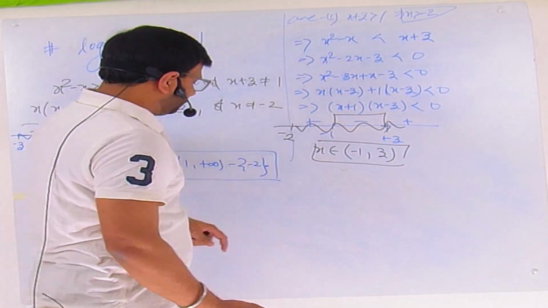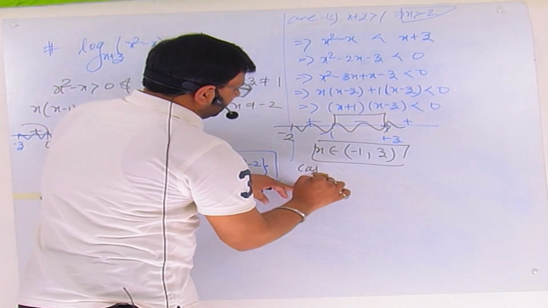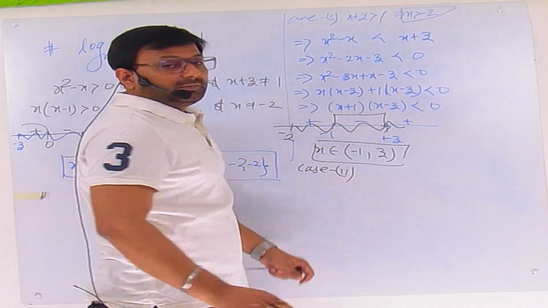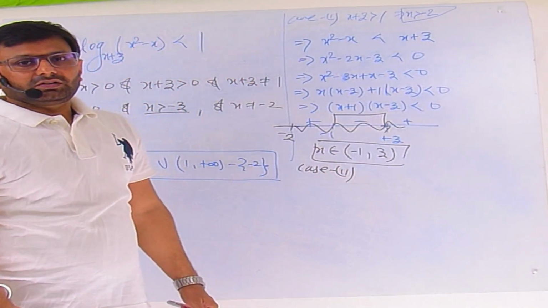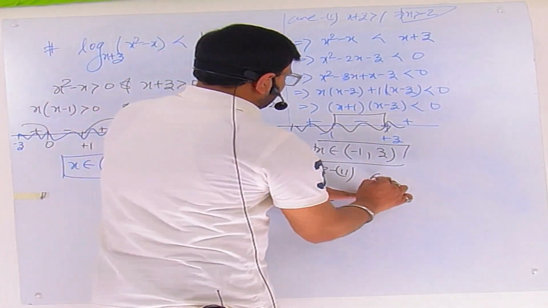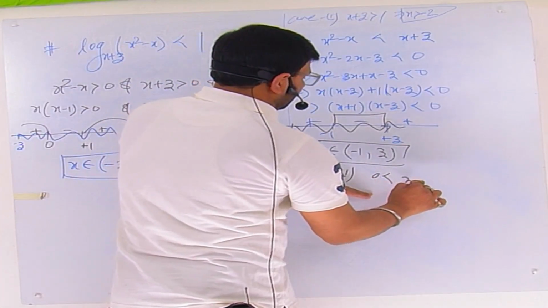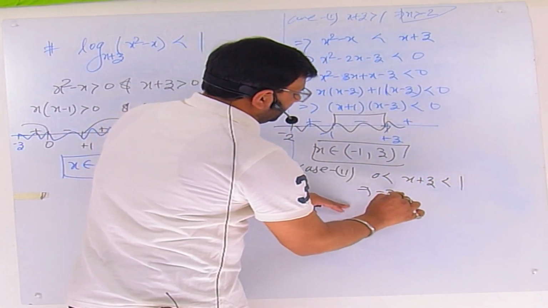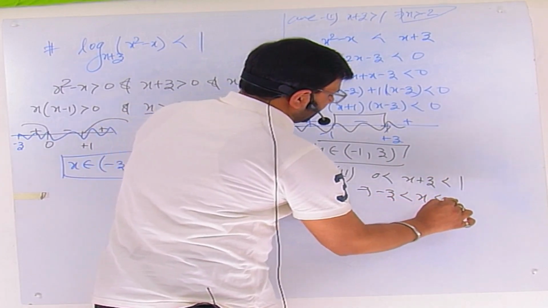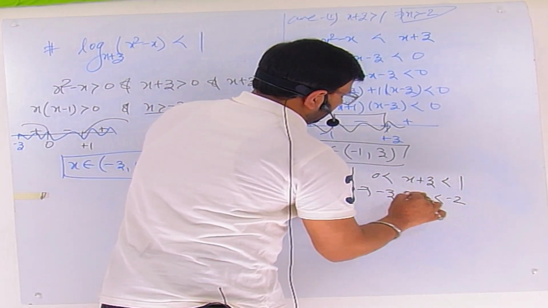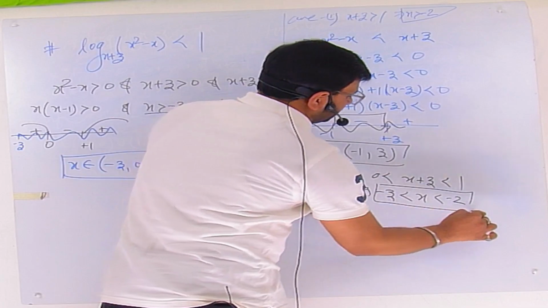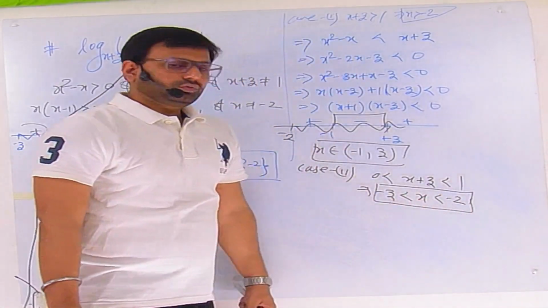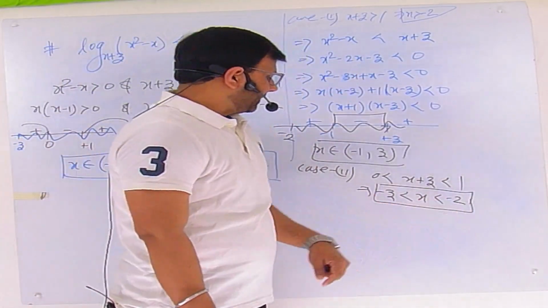Now case 2. I will take the base less than 1 but greater than 0. So x plus 3 greater than 0 but less than 1. So x must be greater than minus 3 and less than minus 2. So x must be between minus 3 and minus 2.